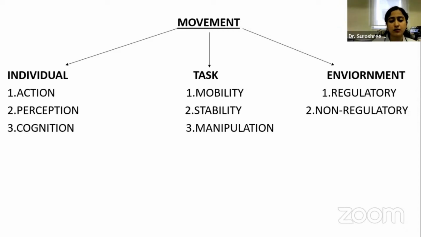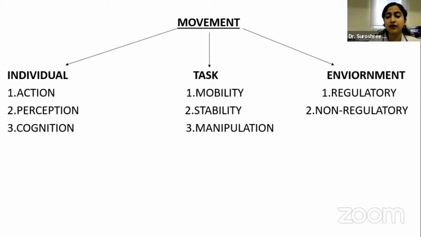Now coming to our last domain and a very important domain, environment. In environment, you have two different components: some regulatory factors and some non-regulatory factors. Regulatory factors are the ones which define how the movement will occur. That is the shape of the object, the weight of the object, the size of the object. For example, grasp needs mostly the hand muscles. The activity is done by your distal muscles. But the regulatory factors will define how you are grasping the object.